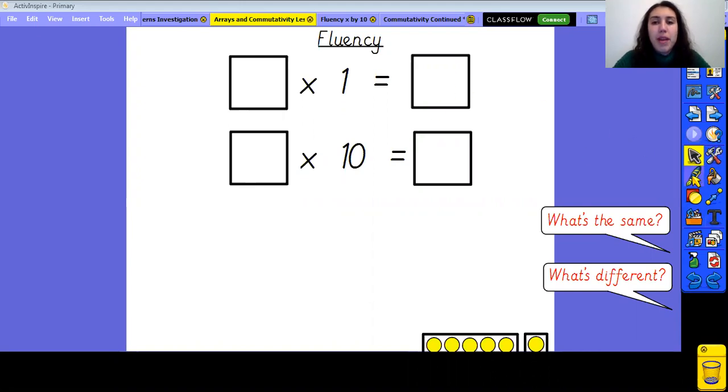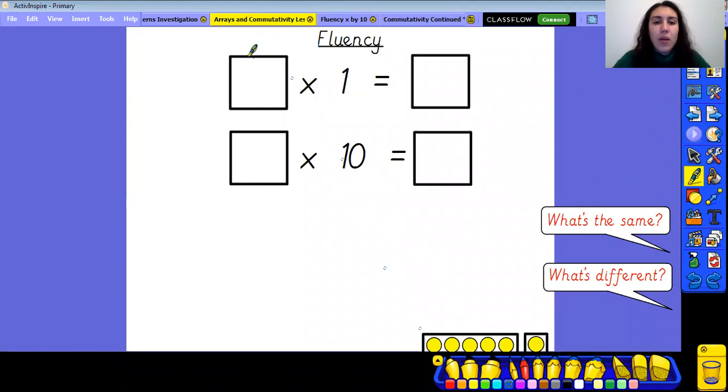So remember, you may have noticed yesterday that when we put a number in here, whatever the number is, when we times by 1, our product is always the same. So if I put in the number 7 here, 7 times 1, what will our product be? Super, the product will be 7. So 7 groups of 1 will be 7.